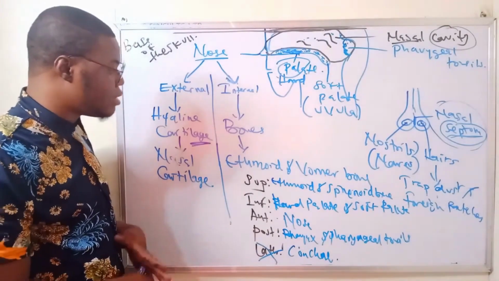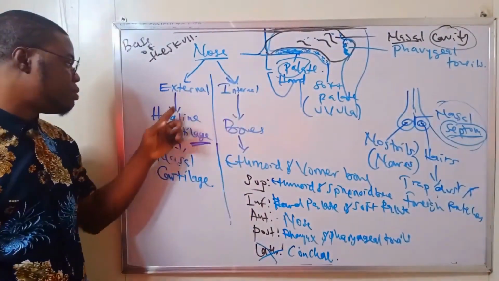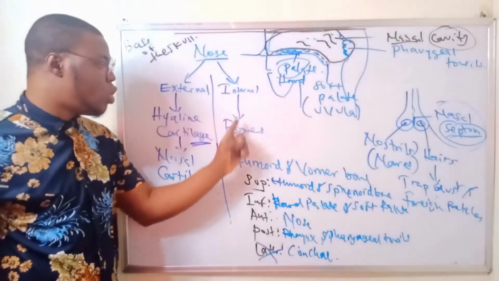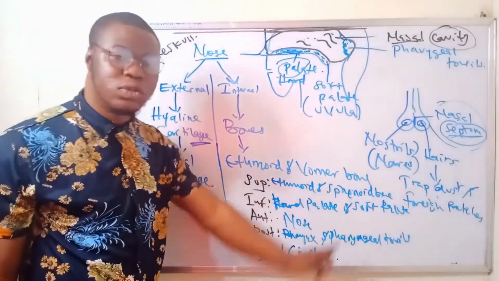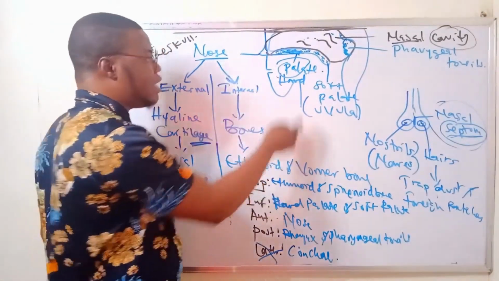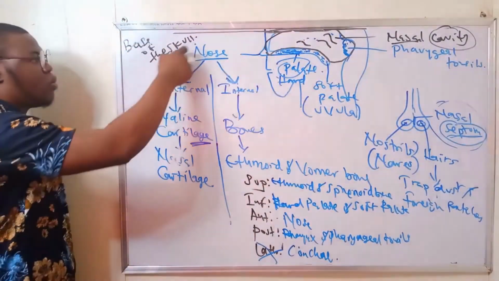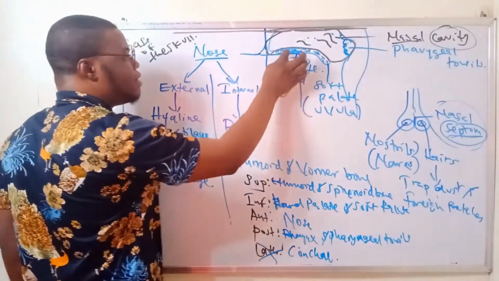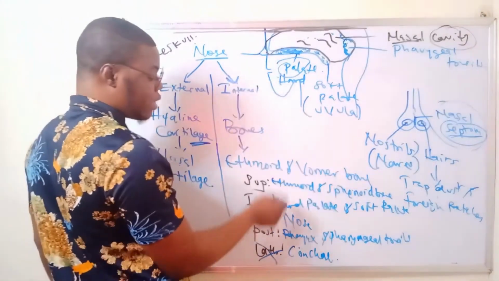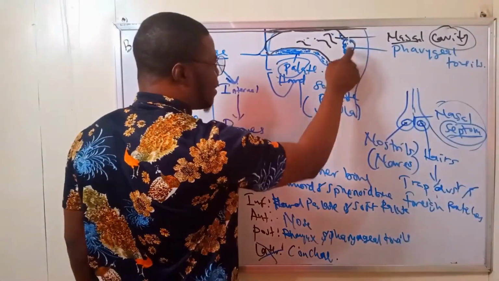The nose is made up of two parts, the external and the internal. The external nose is made up of hyaline cartilage called the nasal cartilage. And the internal is made up of bones called the ethmoid and sphenoid bone. After that, for the structural relations, superiorly we have the ethmoid and the sphenoid bone, which forms the base of the skull. Inferiorly, we have the hard palate and the soft palate. Anteriorly, we have the nose. And posteriorly, we have the pharynx and the pharyngeal tonsils.